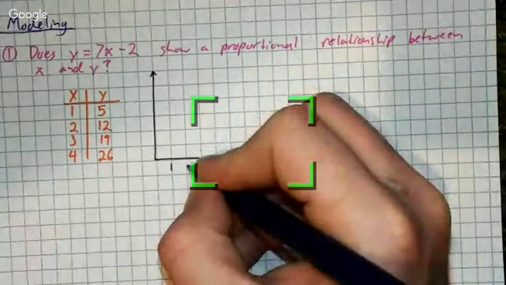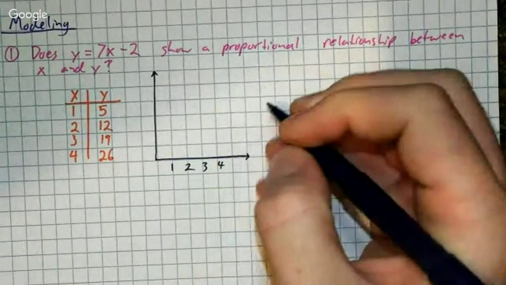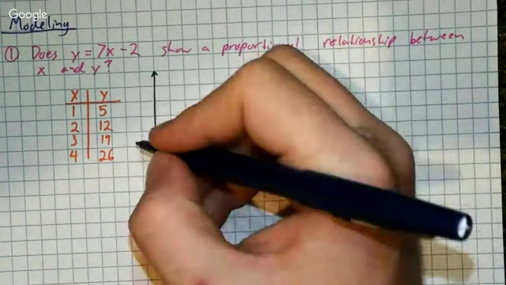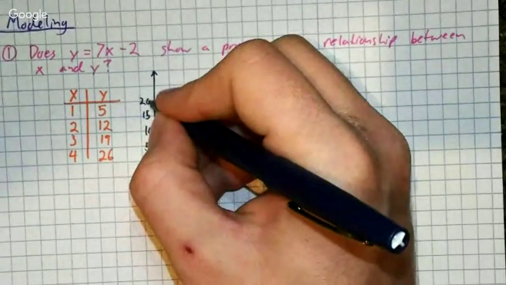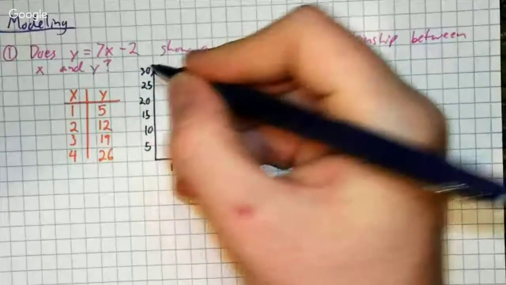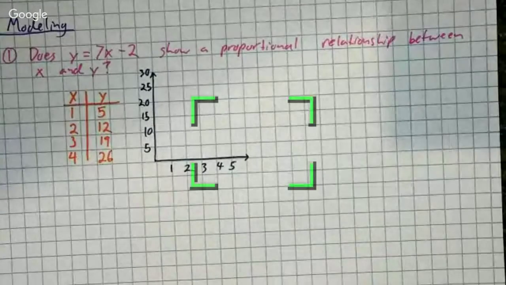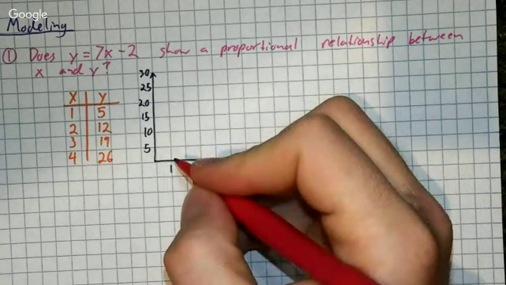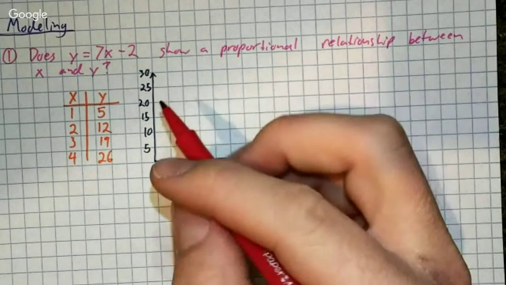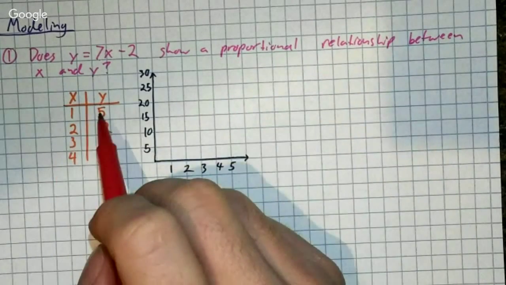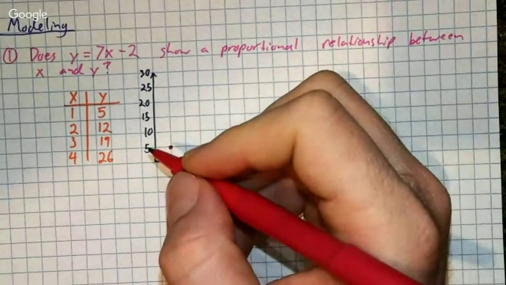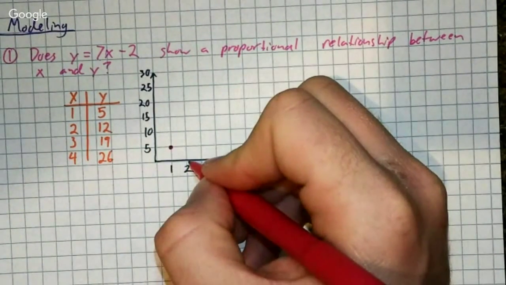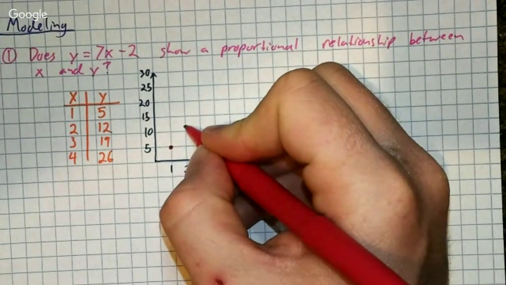And we'll just do down here, we'll go 1, 2, 3, 4, 5. And along the y-axis, we'll say 5, 10, 15, 20, 25, and then up there is 30. Okay, let's put our points in. So we'll start with 1, 5. So when x equals 1, y equals 5. Okay. 2, 12. Out there.